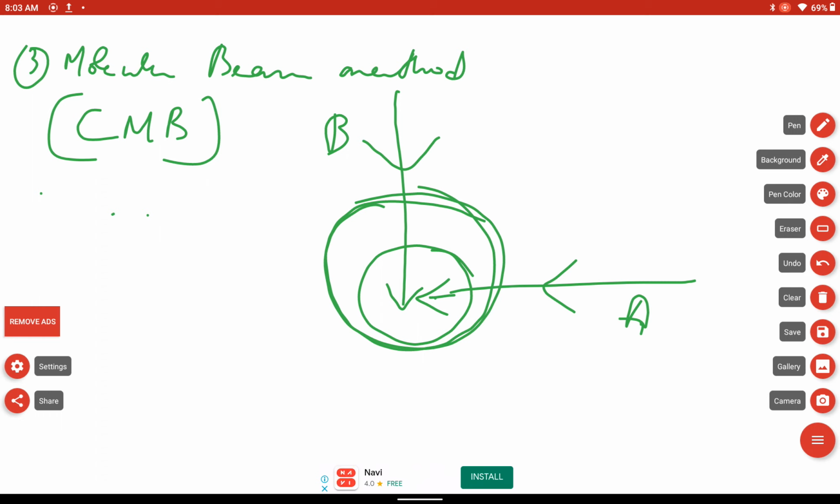പിന്നെ സെക്കൻഡ് പറഞ്ഞ ഫ്ലാഷ് ഫോട്ടോളിസിസ്, an intense flash of light that is emitted for a few microseconds, and of the order of 10⁵ joules of energy will be released. അപ്പോൾ അങ്ങനെ വരുമ്പോൾ ഫ്രീ റാഡിക്കൽസ് ഉണ്ടാവുന്നു. That reaction will be recorded through an oscilloscope. ഇനി മോളിക്കുലർ ബീം മെത്തേഡിലും same thing happens.